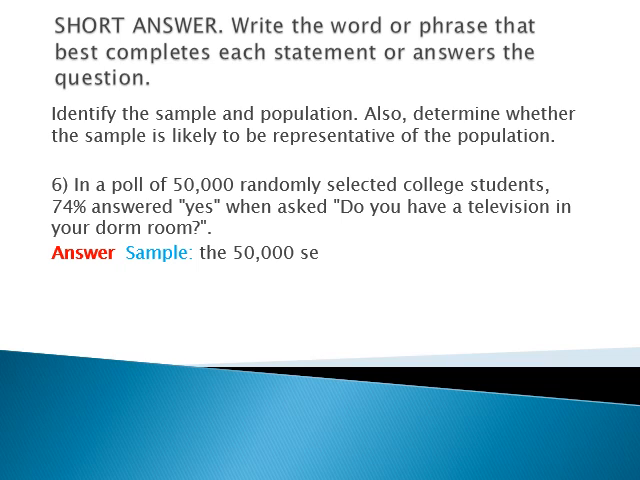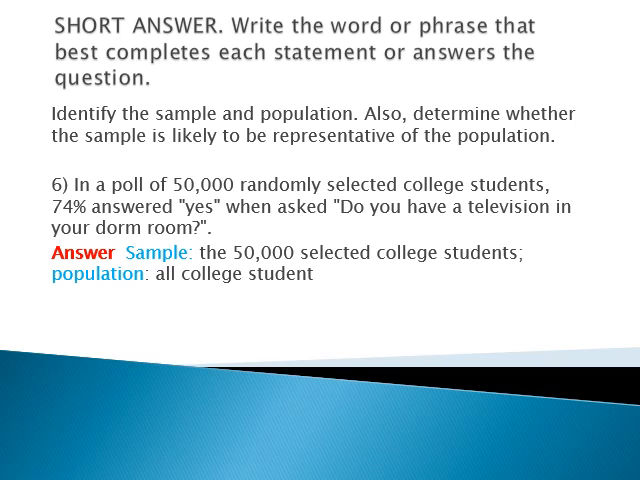So the answer of 50,000 selected college students represents the sample, because we are not studying the whole population of the school. When we study the whole population of the school, it becomes a census, and that is a population. All college students will represent the population.